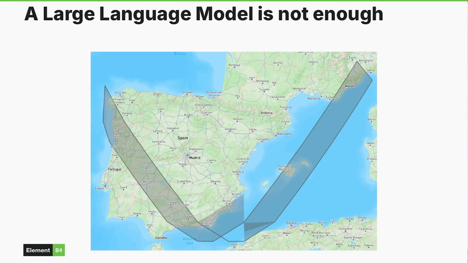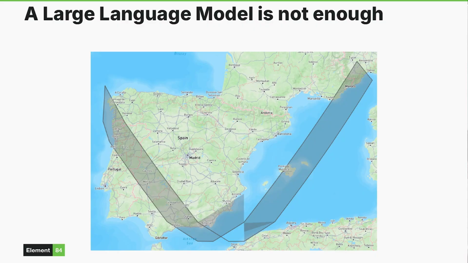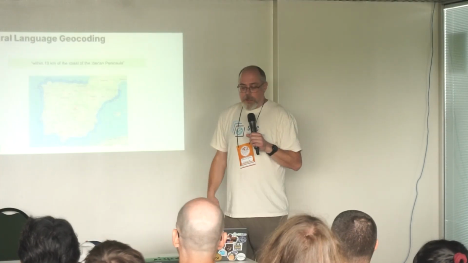This is a feature collection, and it looks like that. It thinks it's creating something. It creates something that is valid GeoJSON, but it has no concept of spatial locations. So the large language model by itself is not enough.